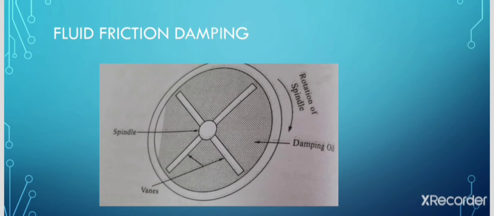When the pointer starts oscillation, the vanes which are immersed in the oil will produce the opposite motion of the pointer. So with this opposite motion, damping is produced, and with this damping, the pointer will come to rest position. Coming to this method, it is not suitable for portable instruments. Why? Because it consists of oil. Because of the oil, this is not used for portable instruments.